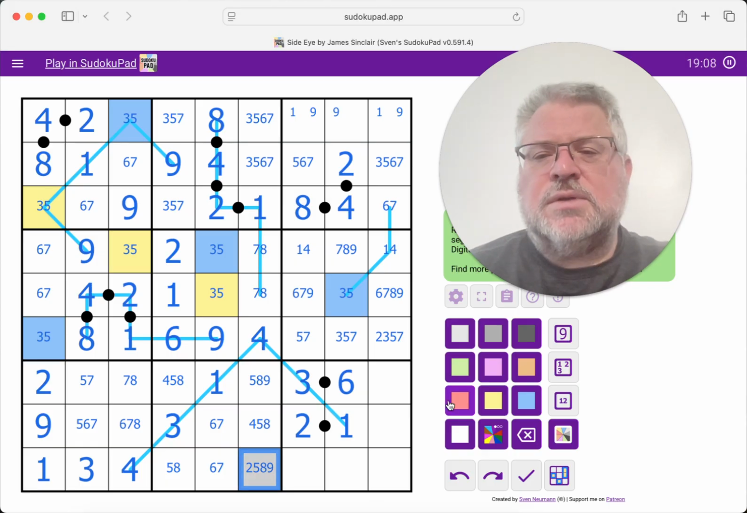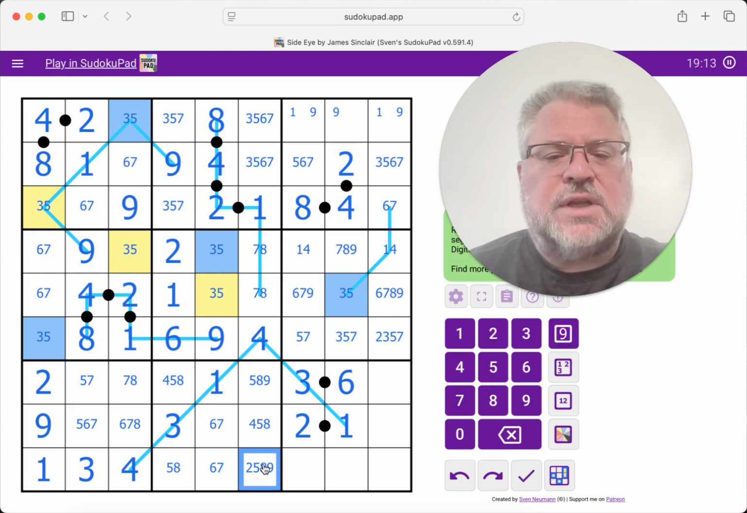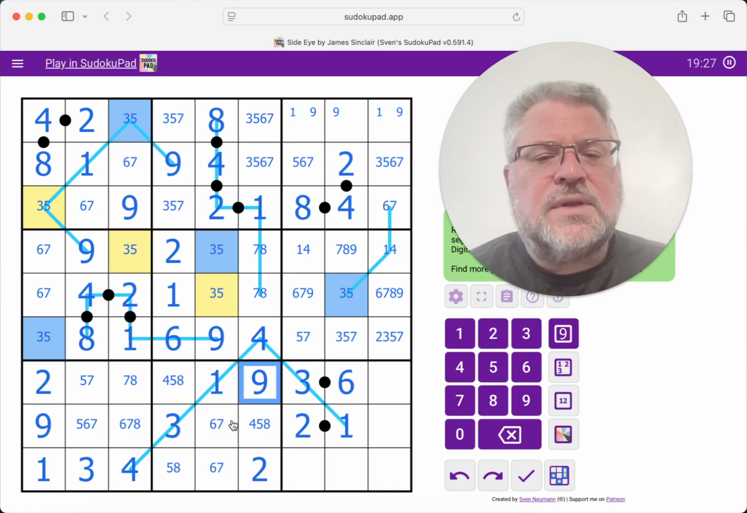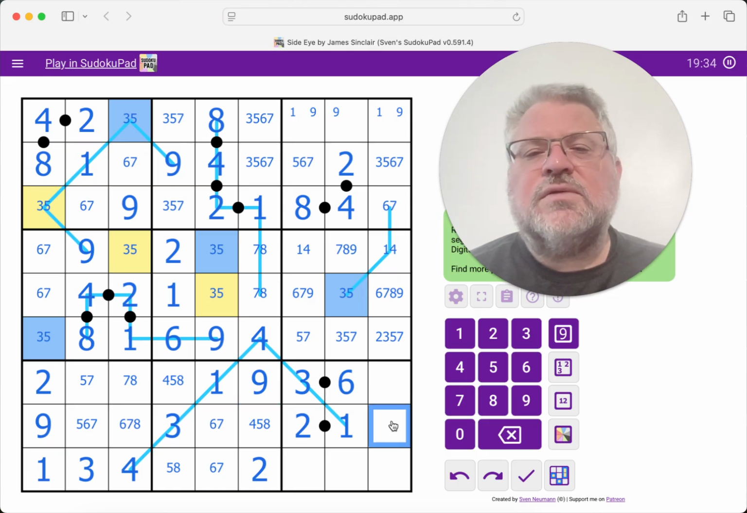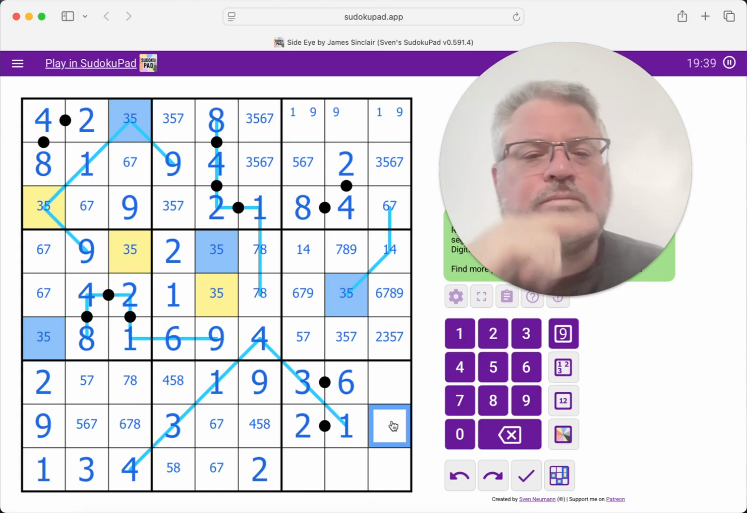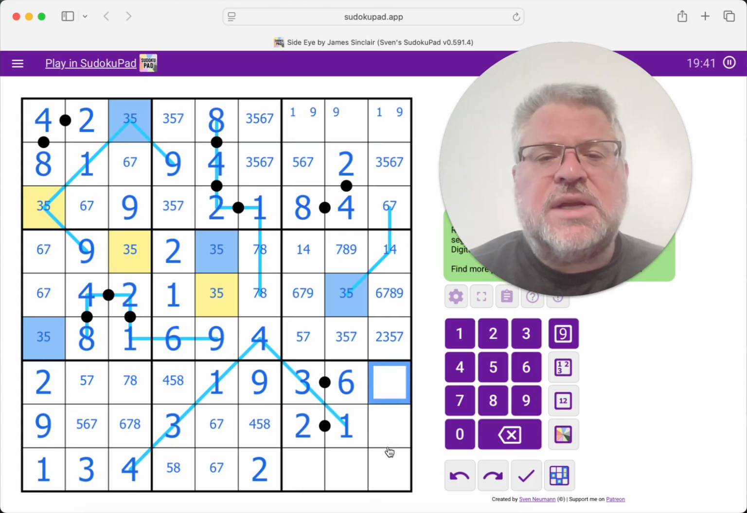2 goes in. Oh, I've got my colors selected. So 2 is here. Only one place for 9. Is that correct? Yes. This is where 9 goes. 4, 5, 8, and a 6, 7 pair. Where does 3 go? What is this? 4, 5, 7, or 8 here.